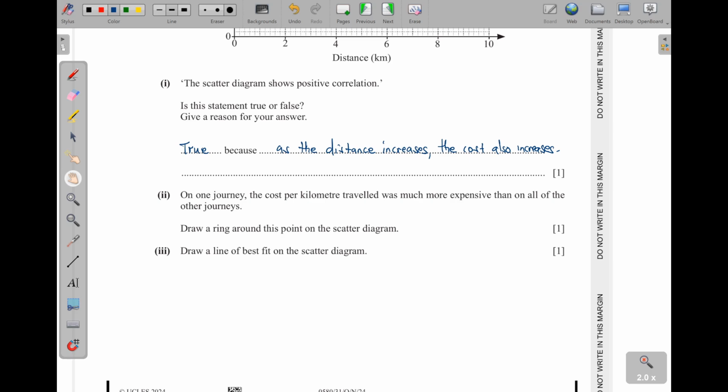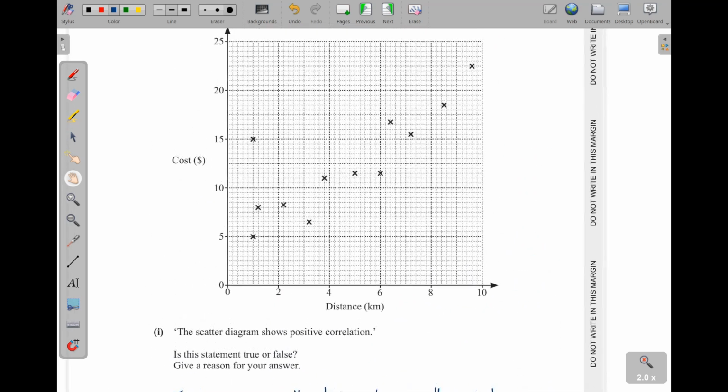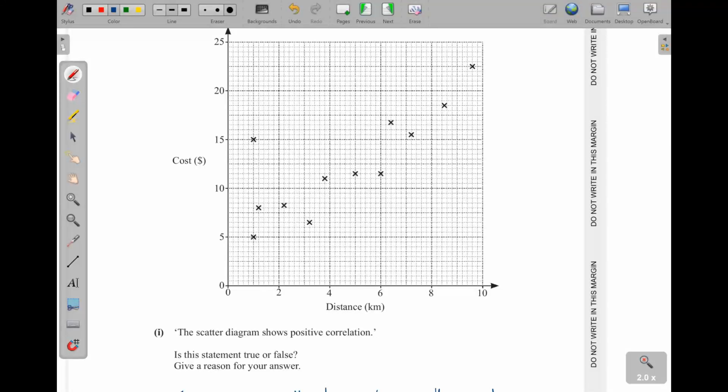So you look for an anomaly. We call it an anomaly. All of these other values, they are correlating. They are just near one another here, moving in that direction. But this one is so far away. This one here is so far away. So that means I'm going to circle this one here. The distance was small, but the cost was too high. So that is the one.